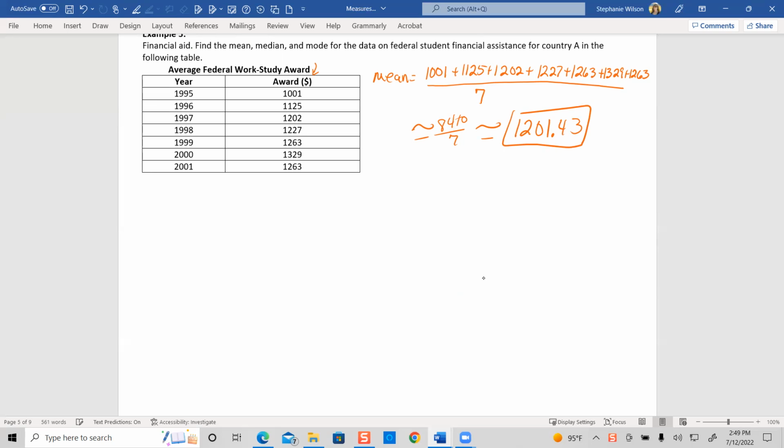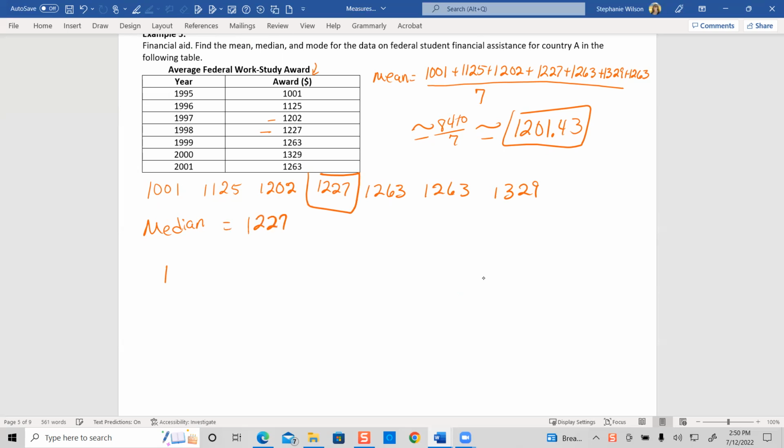Now let's find our median. When we look at our median, this is an odd amount. So first, we need to make sure they're all in ascending order. So we got the ones, now we got this one, and this one. And then we got 1263, 1263, and then 1329. When we look at it, we're going to notice the middle here, and that's going to be our median. Our mode is going to be the 1263, it occurs the most.